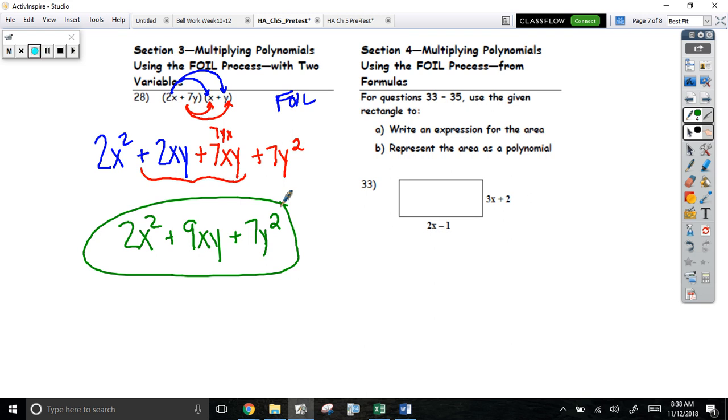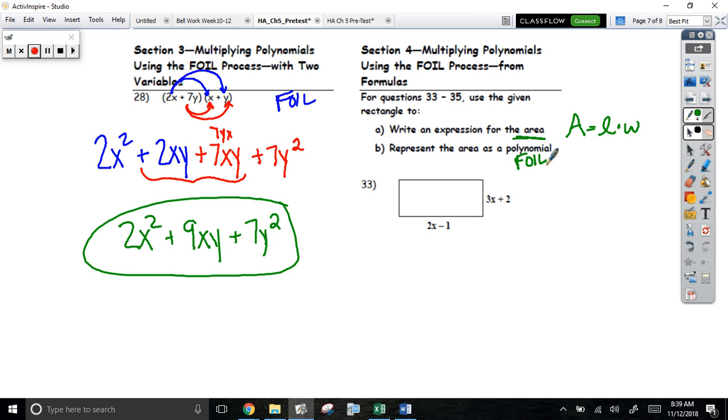And then our last section asks us to look at the rectangle, and they want us to, part A, write an expression for the area, which if you remember, area for a rectangle is length times width. And then part B says to represent the area as a polynomial. So basically what they want you to do then is to FOIL and simplify.